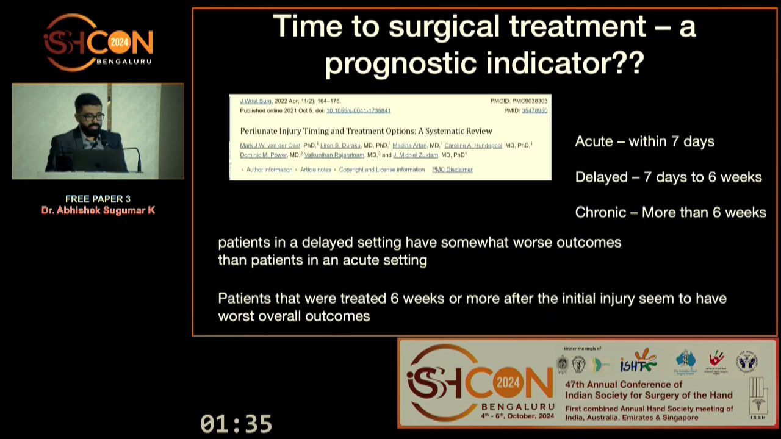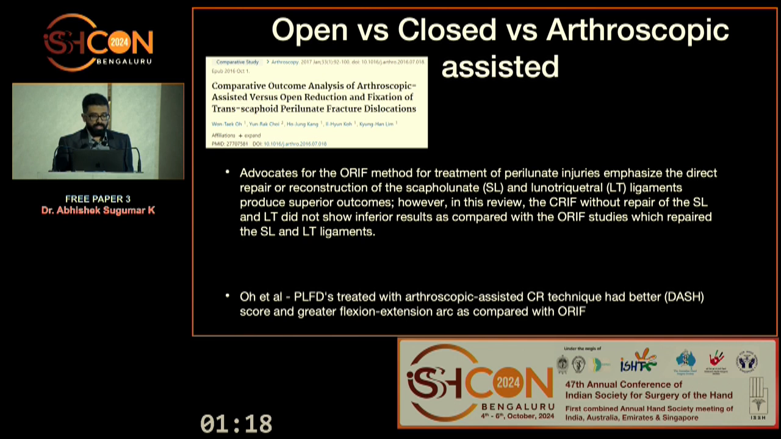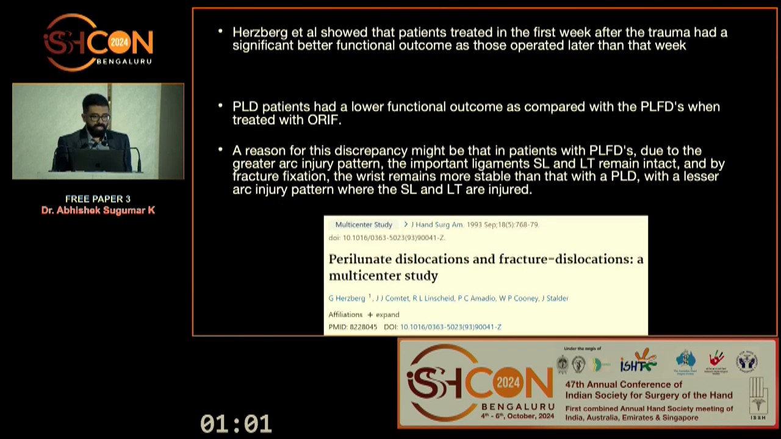The important prognostic indicator for such injuries is mostly the time to surgical treatment. Acute and delayed treatments generally have a better outcome, with acute presentations marginally providing better results, and the worst results in the chronic presentations. Open versus closed: no clear consensus on which is better. We prefer open reduction, as we treat it as an intra-articular fracture, to get an anatomical reduction and repair. There are studies showing an arthroscopic-assisted closed reduction gives a better flexion-extension arc and DASH score. Time to injury is the most important.